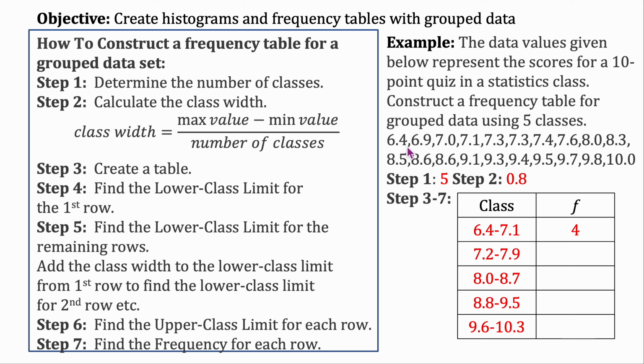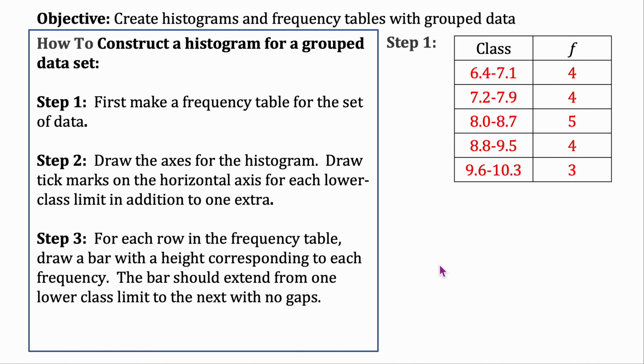Let's look. From 6.4 to 7.1, you'll see there are 4 data pieces. From 7.2 to 7.9, that's here to here, there are 4 data pieces. From 8.0 to 8.7, there are 5 data pieces, and so on. And you get the frequency table that you see there. So now we've got that. Now let's talk about our histogram.